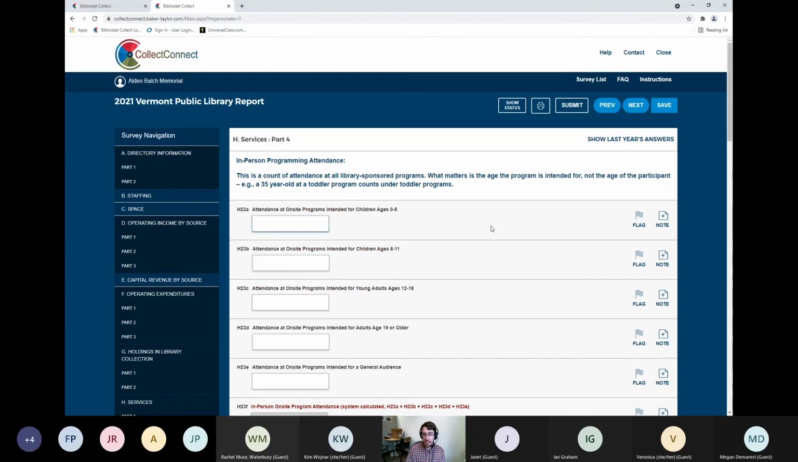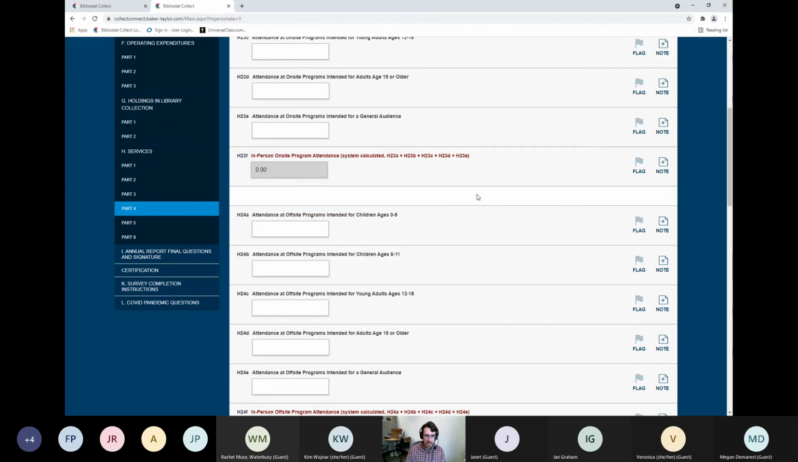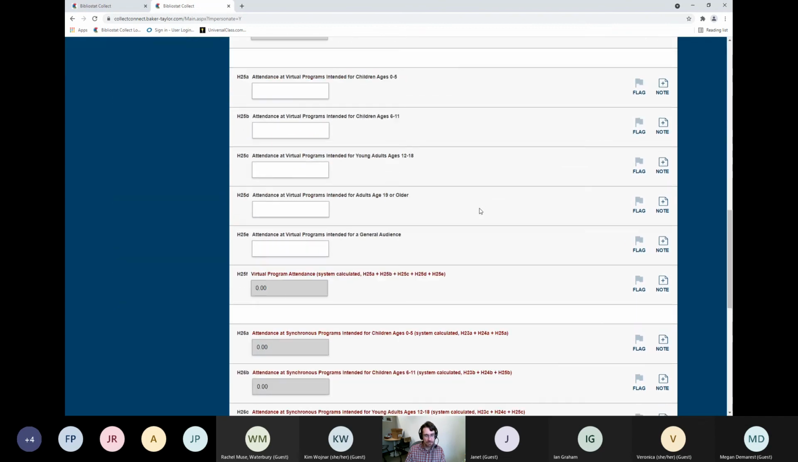Next page is attendance. So it's asking for attendance and using the same categories. And again, if an adult is at a children's program, they end under children's program attendance because that's what we're tracking. It's also same categories, on-site, off-site, and virtual.